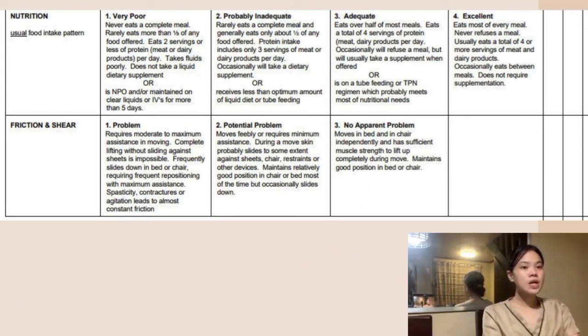2 indicates a potential problem. Moves feebly or requires minimum assistance. During a move, skin probably slides to some extent against sheets, chair, restraints, or other devices. Maintains good position in chair or bed most of the time, but occasionally slides down.